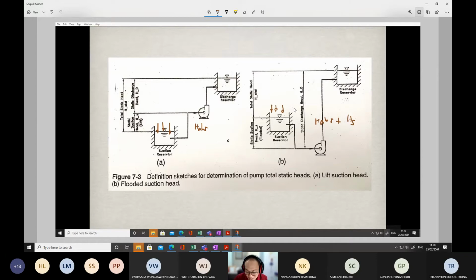If I ask you which one is better in terms of the pumping installation, actually type 2, or figure B, is better, because the flooded suction head helps to push the water into the casings. So condition 2, the arrangement in figure B, is better in terms of the suctions.